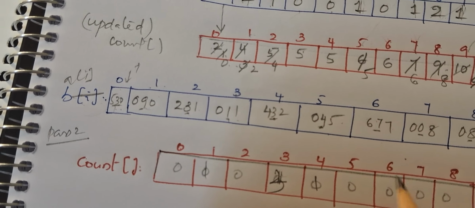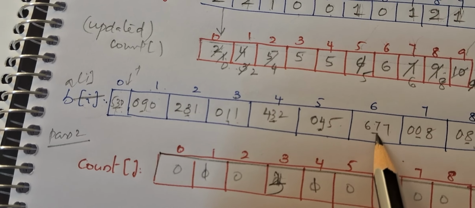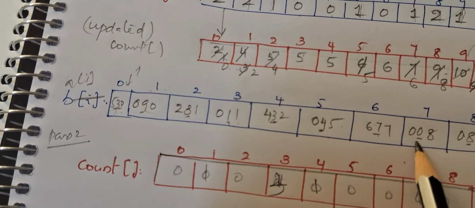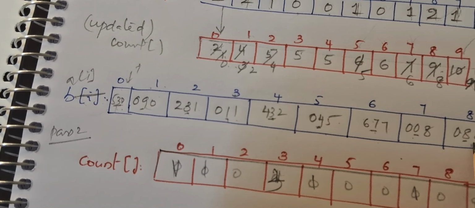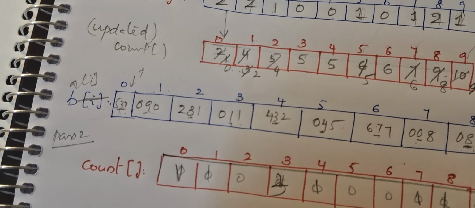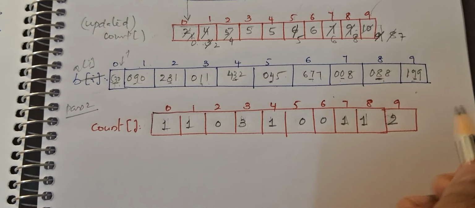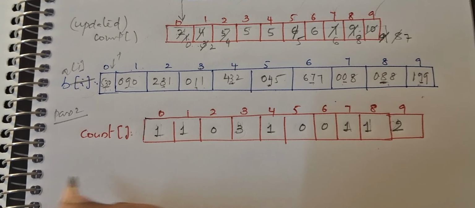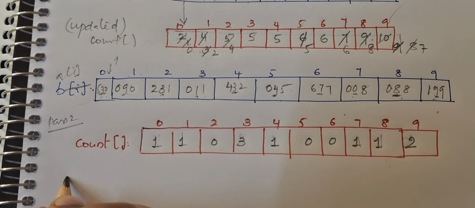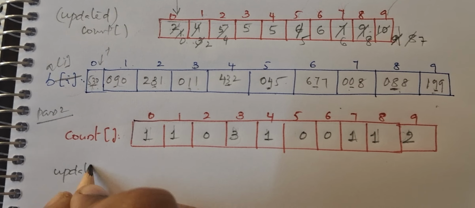Next is 4, incrementing the count of 4. 7, incrementing the count of 7. 0, incrementing the count of 0. 8, incrementing the count of 8, and incrementing the count of 9. So this is our count array. Next, what is the next step? We need to update this count in order to set the position.